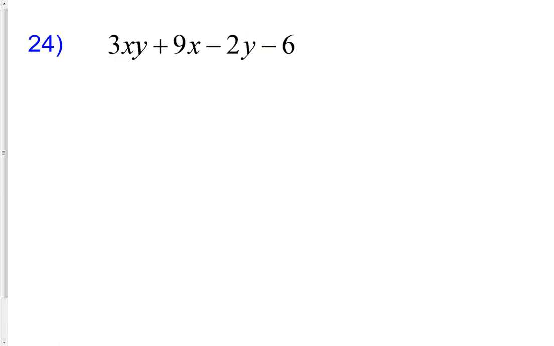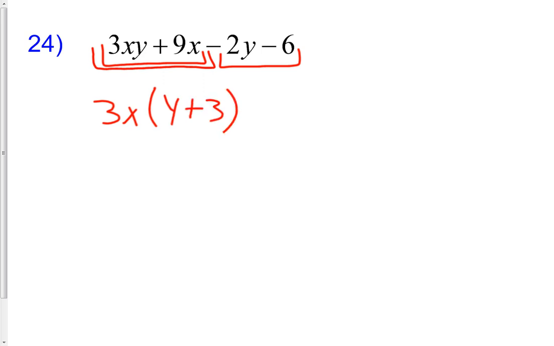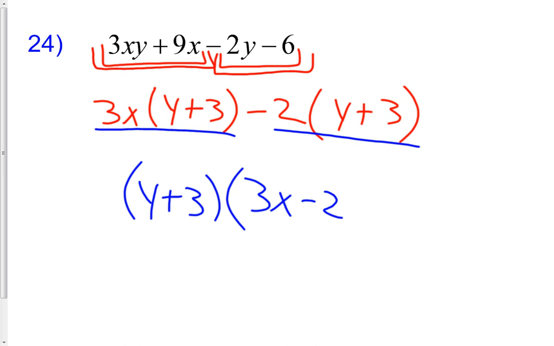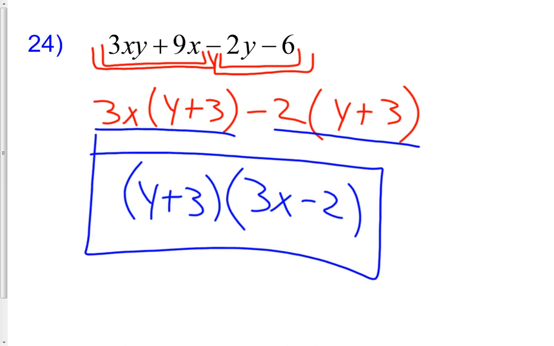24, when you see 4 terms, you factor by grouping. So you take something out of these two, take something out of these two. You can take out a 3x out of these two terms, and then you're left with y plus 3. In the second two terms, you could take out a GCF of a negative 2. So then you're left with a y plus 3. So now in this term and in this term, you have a GCF of y plus 3. So you can take that out in front, and then you're left with 3x and a minus 2. There's 24.